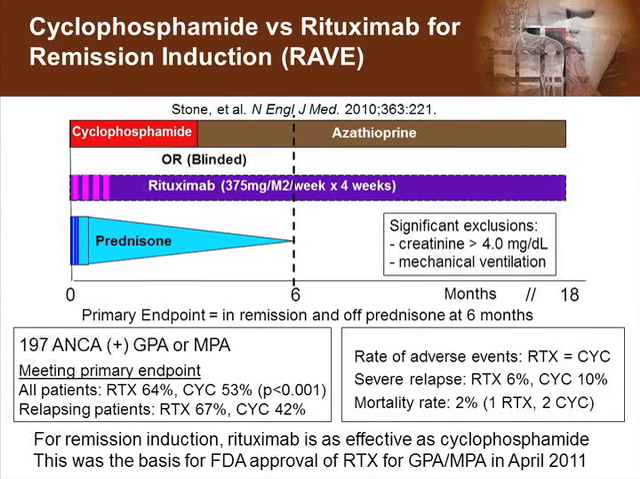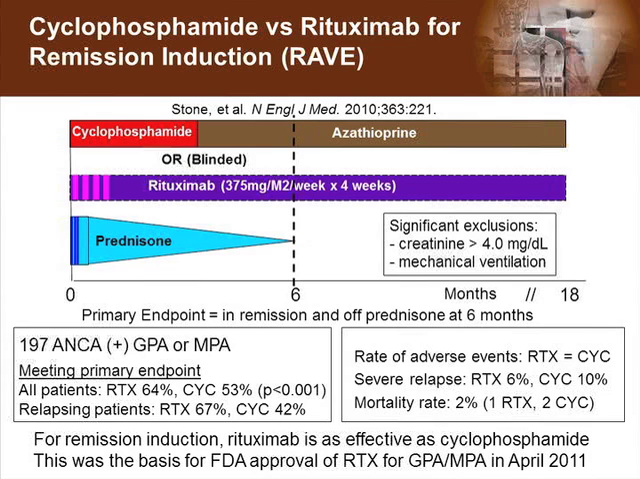Rituximab has been studied in 2 randomized trials. In the study that led to FDA approval, called the RAVE trial, cyclophosphamide transitioning to azathioprine was compared to Rituximab given according to the lymphoma regimen of 375 milligrams per meter squared per week for 4 weeks, combined with glucocorticoids. This study had important exclusions, which included a creatinine of greater than 4 and mechanical ventilation.